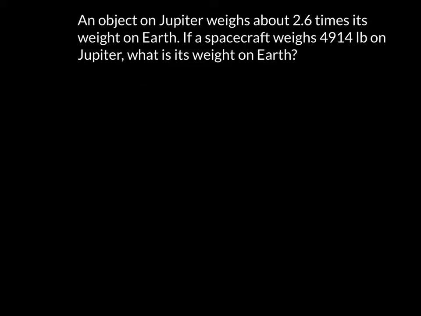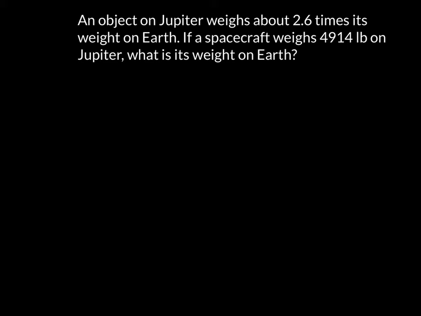Today's problem says, an object on Jupiter weighs about 2.6 times its weight on Earth. If a spacecraft weighs 4,914 pounds on Jupiter, what is its weight on Earth? So to find the weight on Earth, we're going to need to write and solve an equation. We're going to let y represent the spacecraft's weight on Earth.